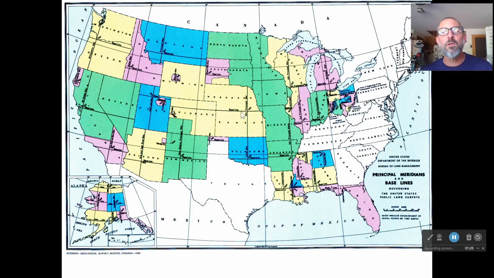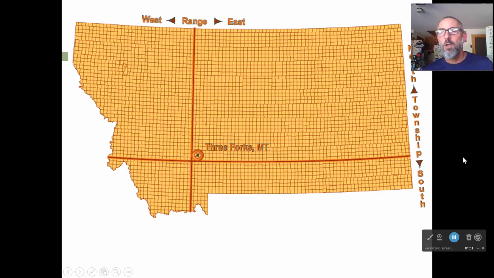But if you look closely, you notice that showing up again and again on here are frequently an east-west trending line and a north-south trending line, if you will, a horizontal and vertical line. And these are called, as you can see on the map, baselines and principal meridians. So here we're blowing up Montana. We're going to look a little closer at Montana.